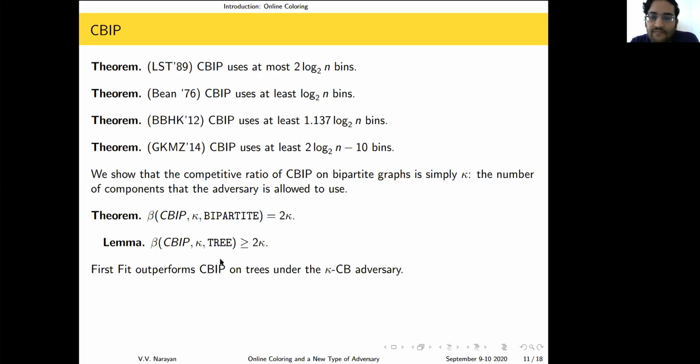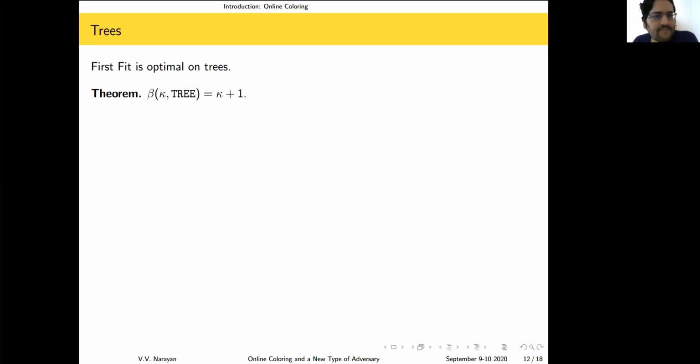It's kind of unintuitive under the X-CB Adversary. Okay, so with that analysis of the two algorithms, let's move on to graph classes. First result is for trees. First fit is not only better than CBIP on trees, it's optimal on trees under the X-CB Adversary.